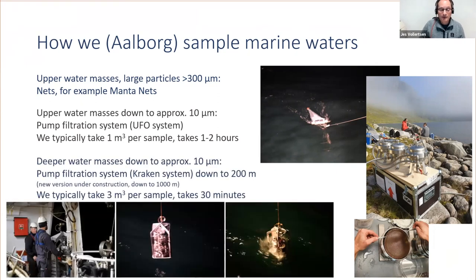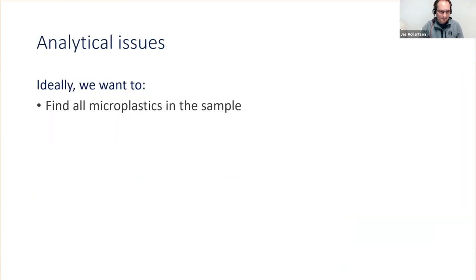We also measure in deeper waters where we have, in this case, built another system. We call it the Kraken, which we can hoist into the water to different depth. And then we pump large amounts of water through similar filters like this. And then we collect the particles on the filters and analyze them. So it can be rather easy, like the manta net, or quite difficult, like the Kraken, depending on what you actually want to sample.